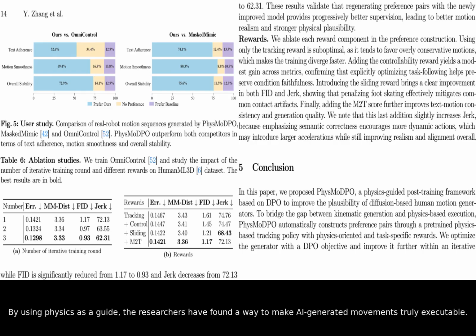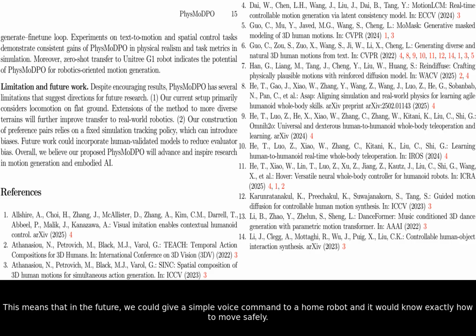By using physics as a guide, the researchers have found a way to make AI-generated movements truly executable. This means that in the future, we could give a simple voice command to a home robot and it would know exactly how to move safely.